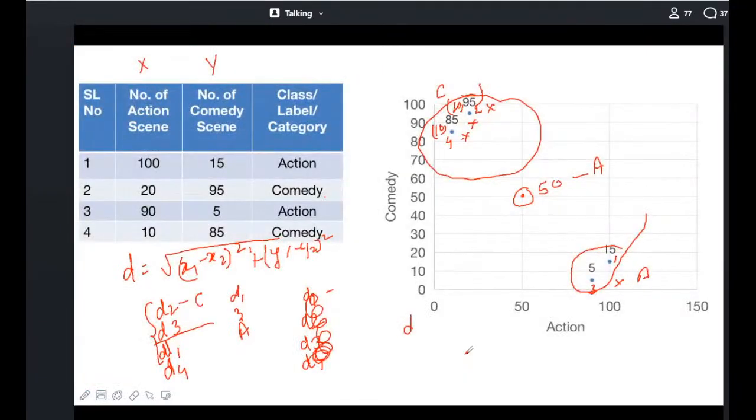Sugna, the reason to select an odd value for binary classification: if you see in this particular situation, D2, the distance from point 2, was comedy, and D3 was action. So if I take the value of k as 2, I won't be able to decide the category, because 50-50% votes have been given to action and comedy both. So in order to break the tie, we go with odd values.